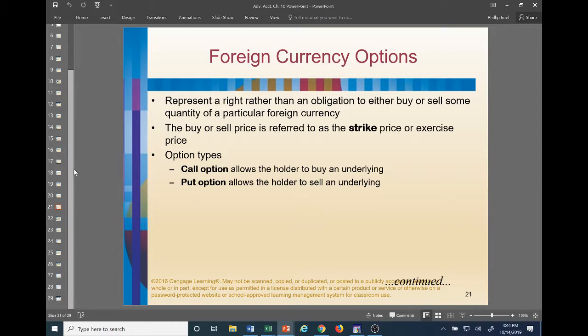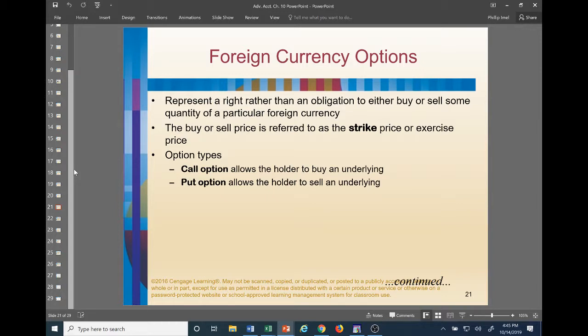So foreign currency options. What is a foreign currency option? Once again, a foreign currency option represents a right rather than an obligation to either buy or sell some quantity of a particular foreign currency. Now, the option is going to be valid for a specified period of time and calls for a specified buy or sell rate or price. This is going to be referred to as the strike price or exercise price. Now, if an option allows the holder to buy an underlying, it's going to be referred to as a call option. An option that allows the holder to sell an underlying is going to be referred to as a put option.